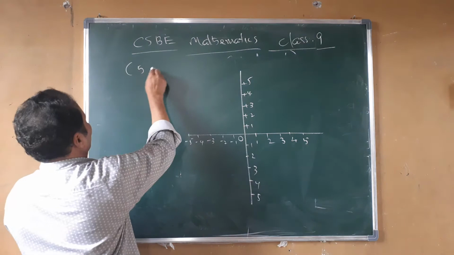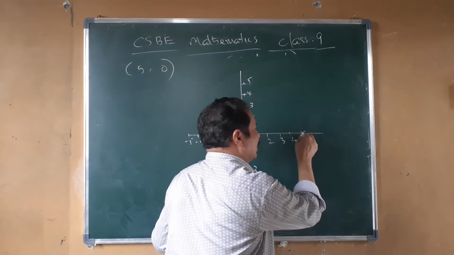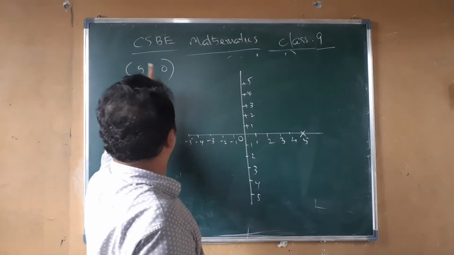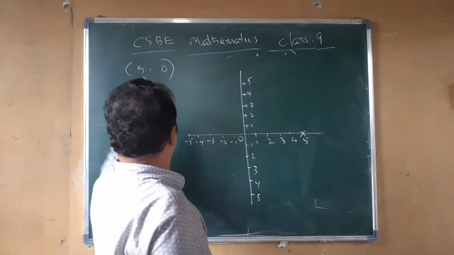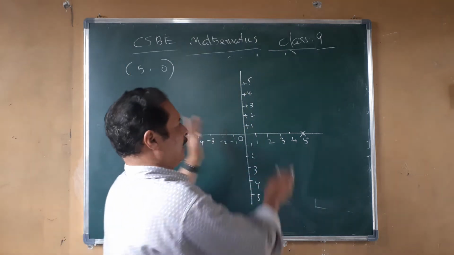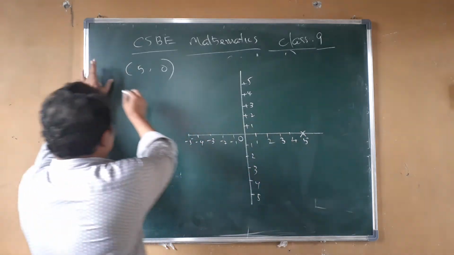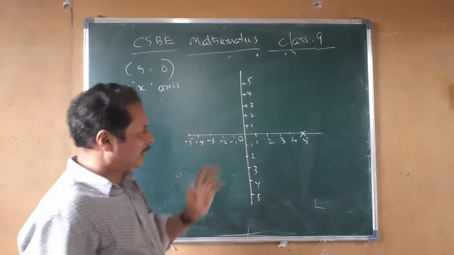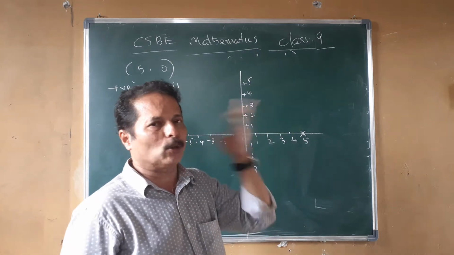5, 0. You mark the point 5, 0. 5 is here, 0 is here. You remember that: if the y coordinate is 0, it lies on the x-axis. And if this number is positive, it is on the positive x-axis. The position is positive x-axis. That's your answer, not the first quadrant. You get the difference between the first quadrant and the positive x-axis.